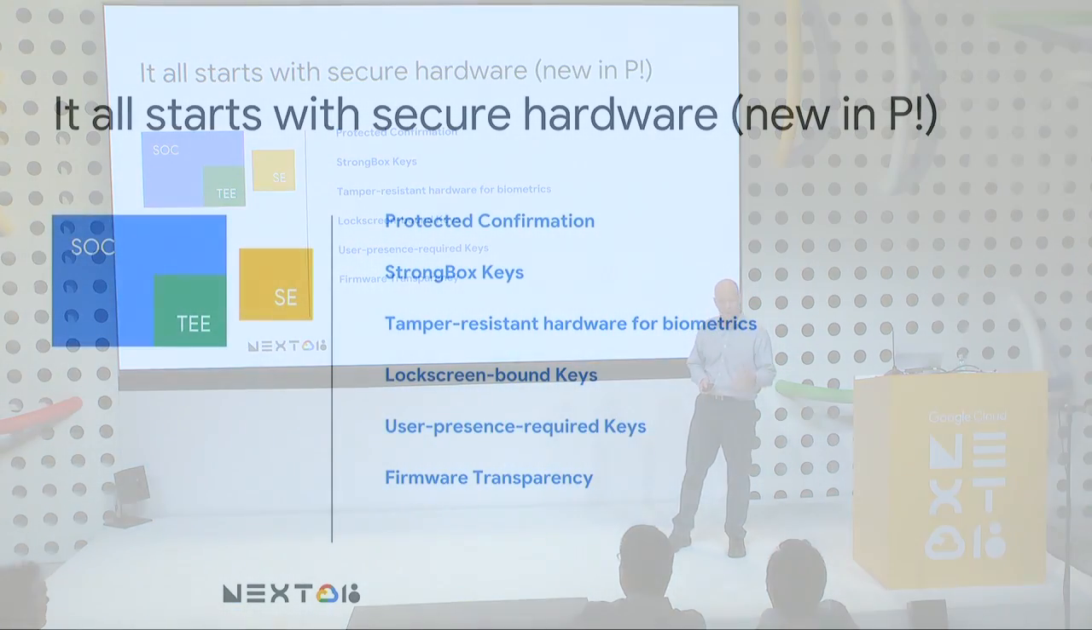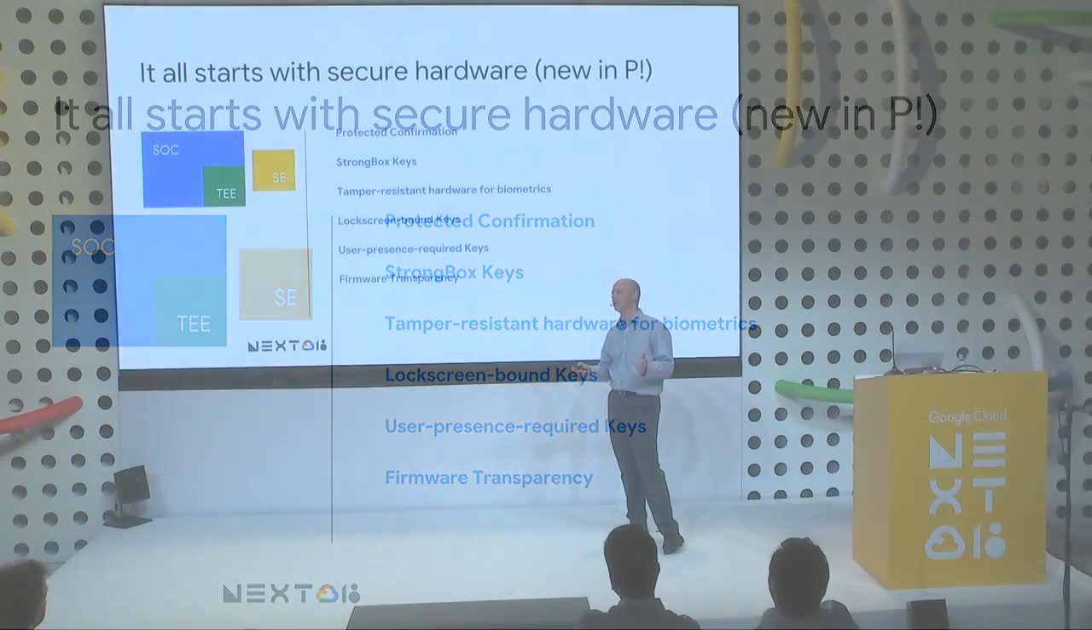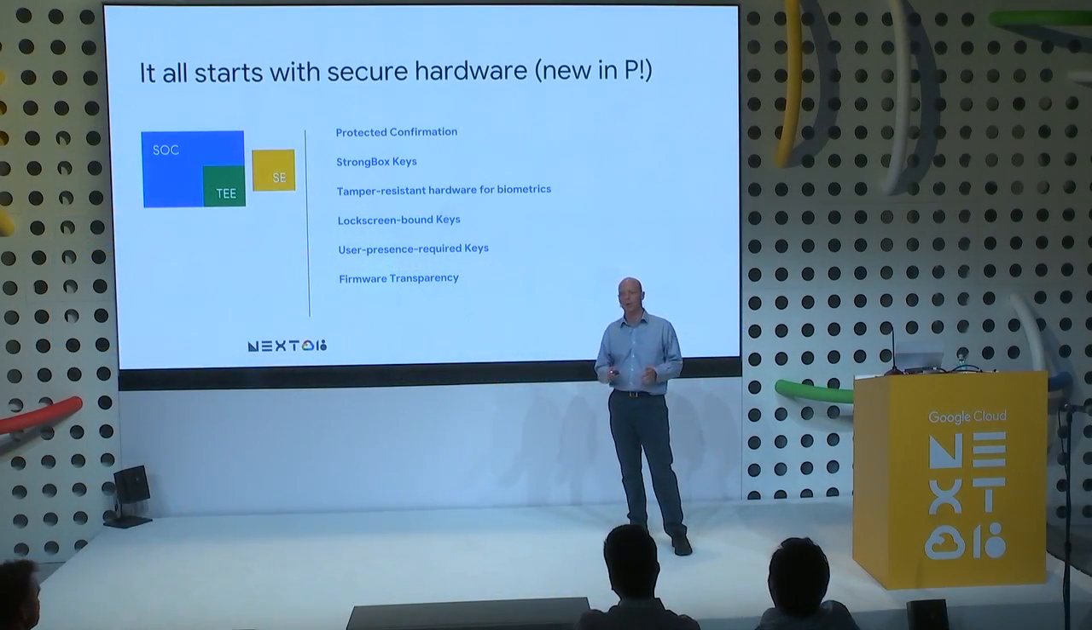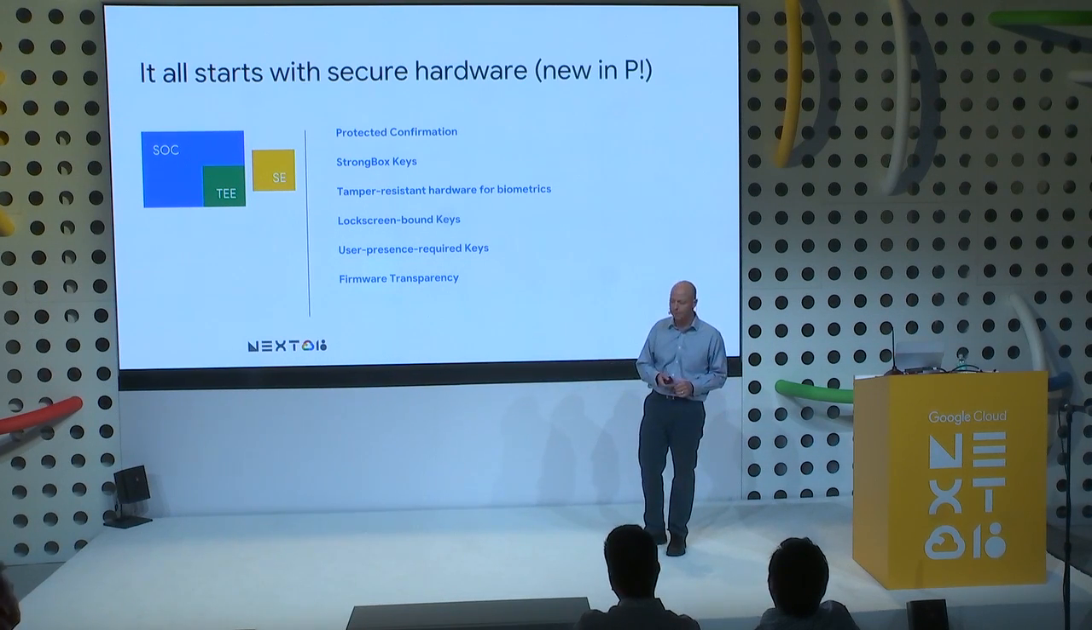In Android P, as I mentioned, we announced this at Google I/O. We're about to release it. There's some great new features. I'm going to talk a little bit in more detail about protected confirmation and StrongBox keys. But beyond that, we've added the ability to protect biometric checking in, again, the secure hardware area. Keys that are bound to the lock screen so that when you unlock the device, you have access. When you lock your device, the keys go away, and so your data is completely unavailable in the system.